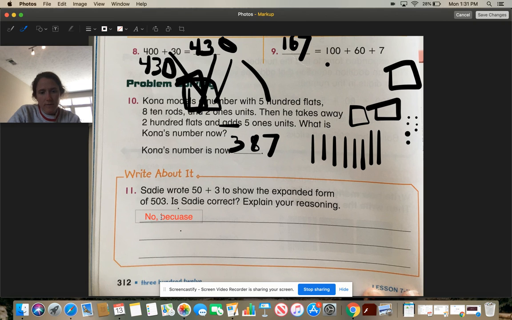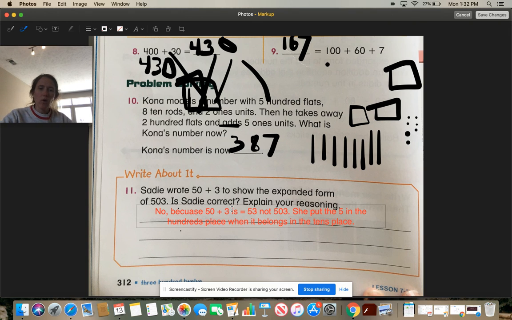Because 50, let me expand my box. There we go. Because 50 plus 3 is equal to 53, not 503. She put the 5 in the hundreds place when it belongs in the tens place.